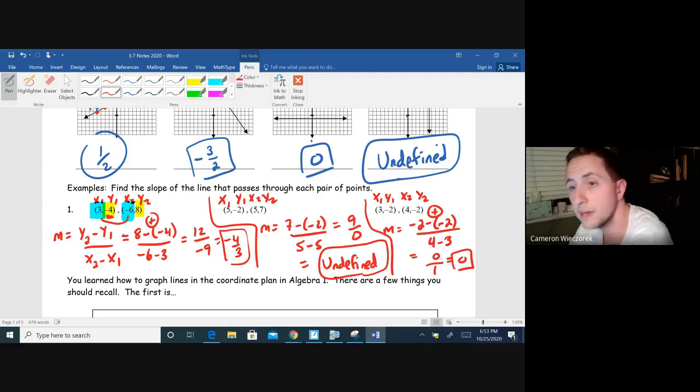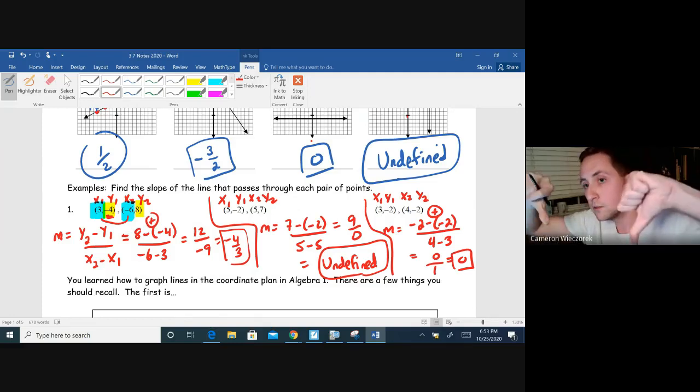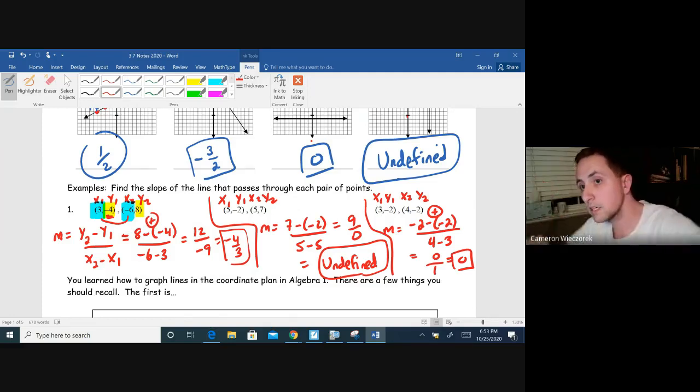So take away from that, if you see 0 on top, it's good. It's going to come out to 0. If you see 0 on the bottom, it's bad. It's going to be undefined.